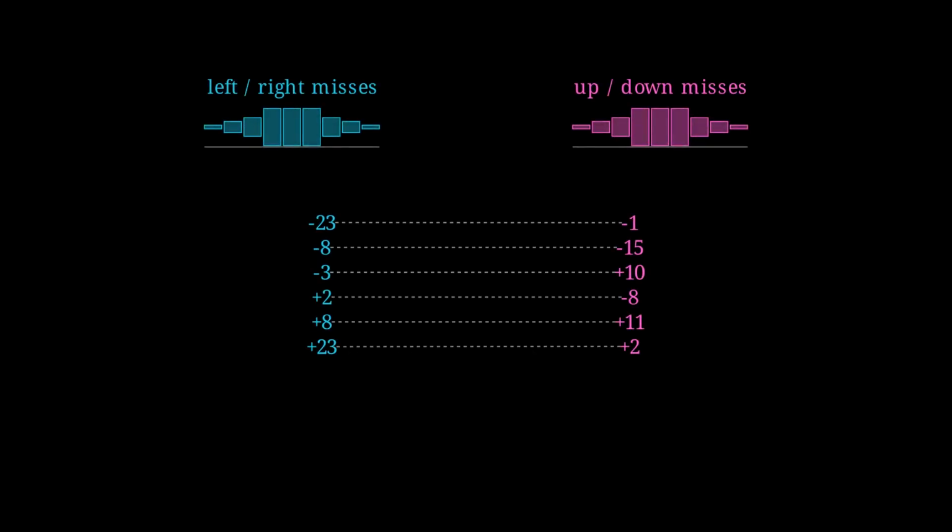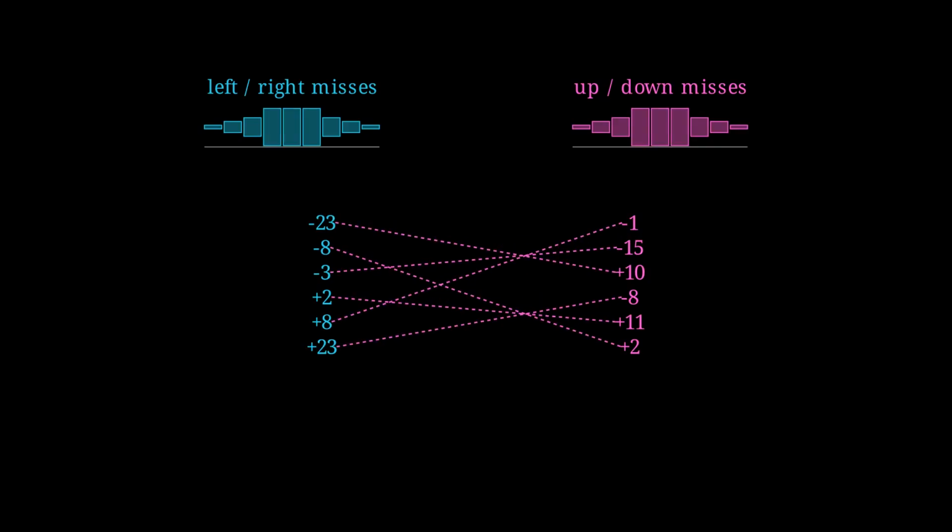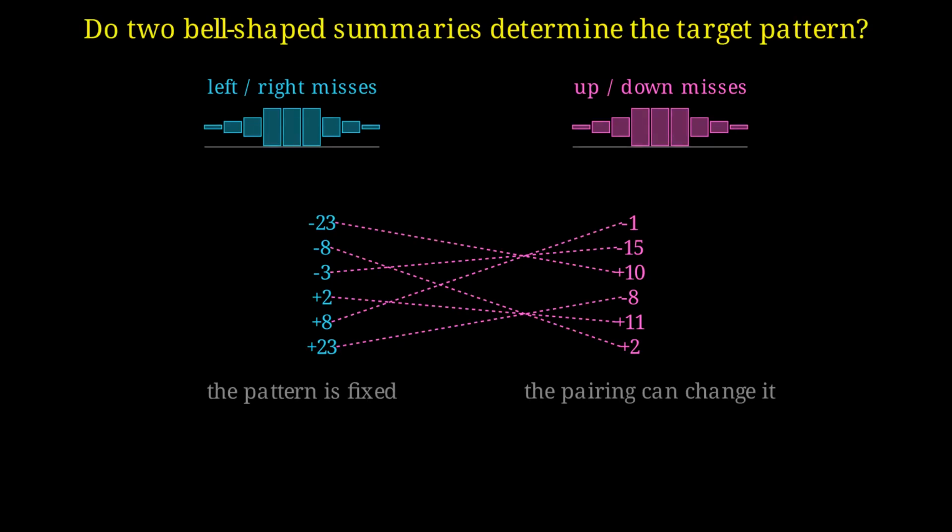Imagine that the row labels are lost, but every number survives. Now reconnect the same numbers into different shot pairs. Must the target pattern stay fixed? Choose whether the two summaries fix the pattern or the pairing can change it. I choose that the pairing can change the pattern.